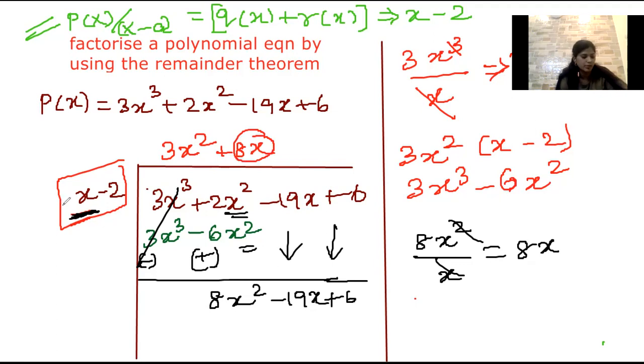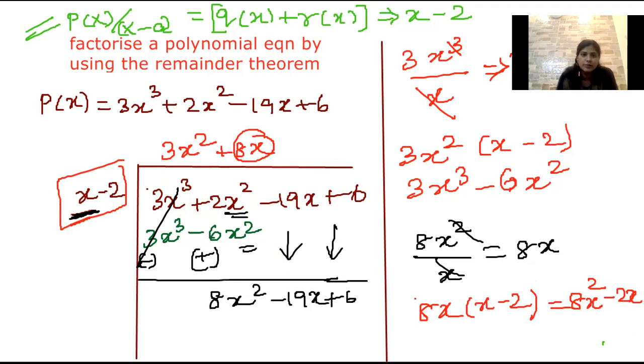Let me mute my mobile just a second. So you have to multiply the quotient by the factor. If you do that, it's going to be 8x times x minus 2, which is nothing but 8x square minus 2x. Yes.